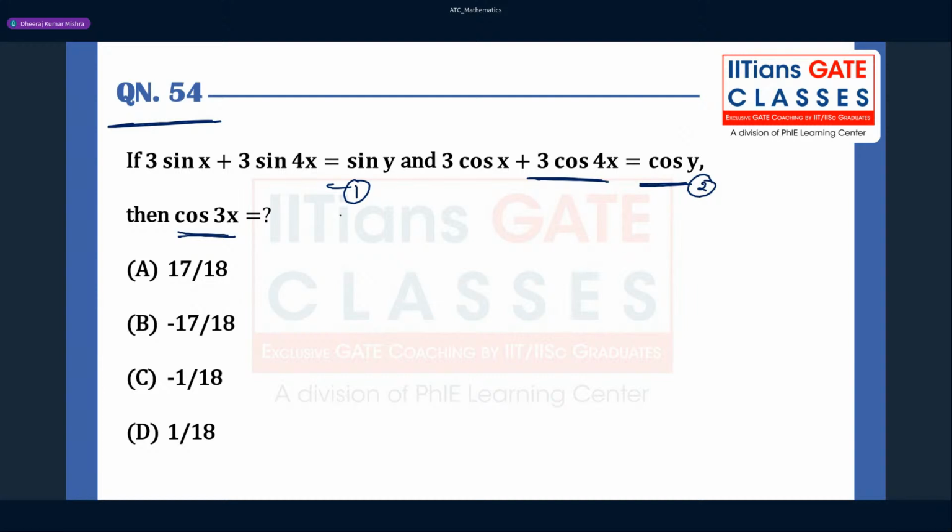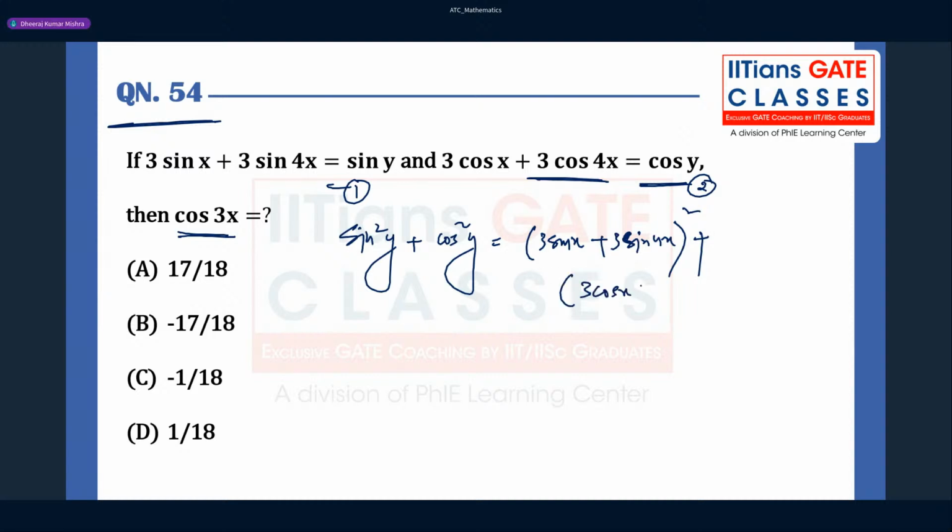So sin y and cos y. So sin square y plus cos square y equal to what? 3 sin x plus 3 sin 4x whole square plus, just take the square and then add them, right? So and then 3 cos x plus 3 cos 4x. Now you see this is nothing but 1, and this is nothing but 9 from here, right? And you can just open it.